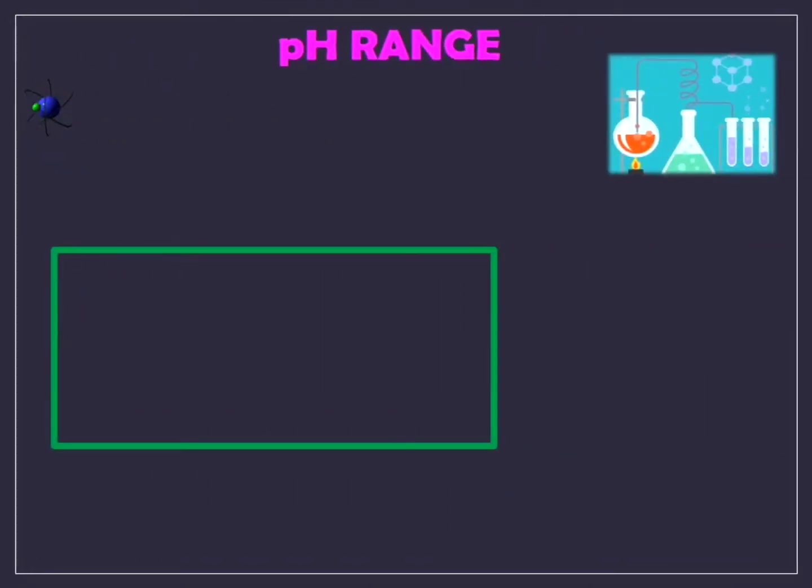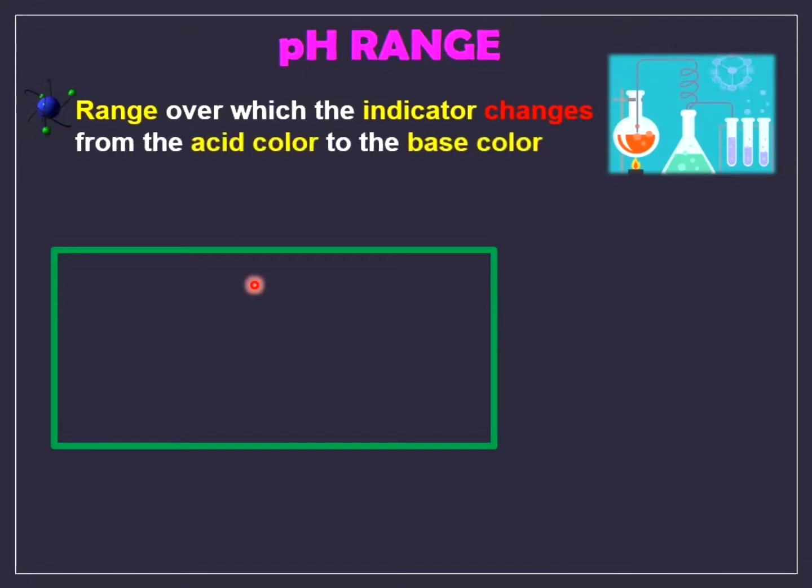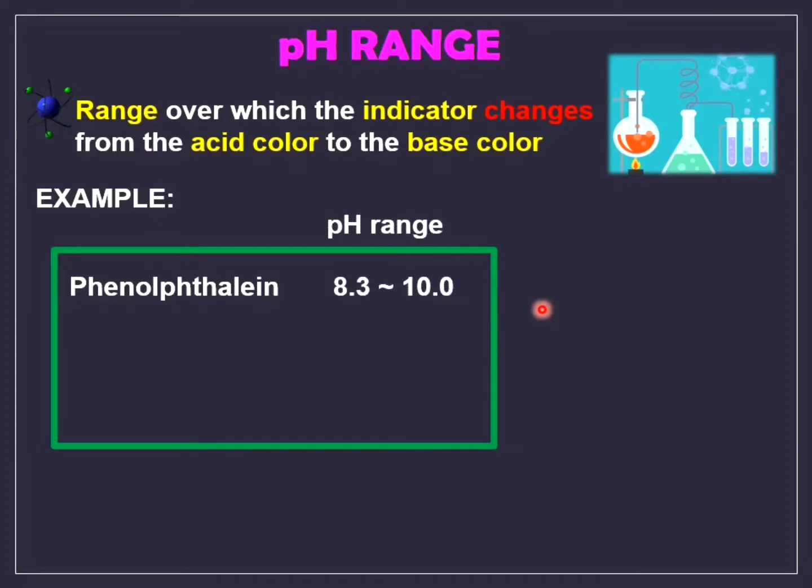Next we look at pH range. You need to know this one. Why? Acid base titration ada beberapa jenis, kejap lagi kita akan tahu. Indicator juga ada beberapa jenis. So make sure you choose the indicator by the range over which the indicator changes. You kena tahu jenis tindak balas yang berlaku, from the acid color to the base color. For example, normally the indicator that we use here is phenolphthalein. The pH range for phenolphthalein is 8.3 to 10.